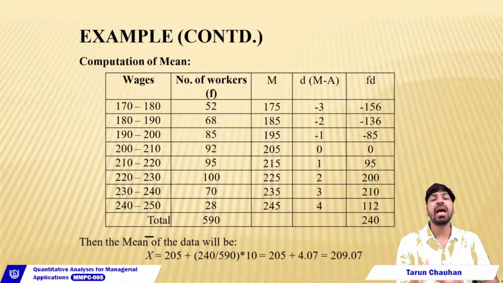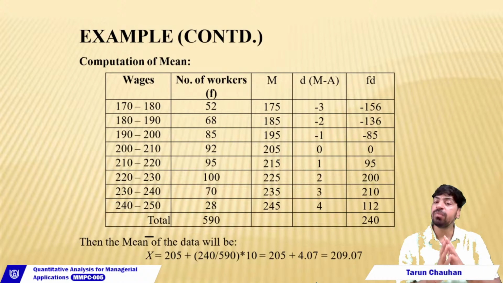The same question has been considered, where wages and frequency have been given to you in the question, but you need to calculate the mean using the step deviation method. The step deviation method involves calculating A, that is the assumed value. Then, on the assumed value, you can easily calculate the deviation.